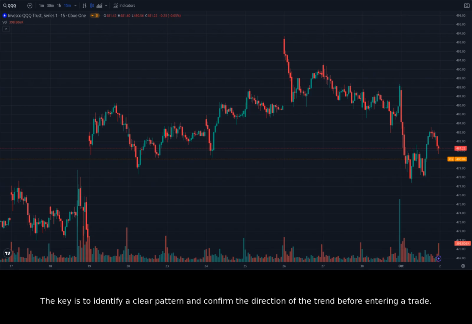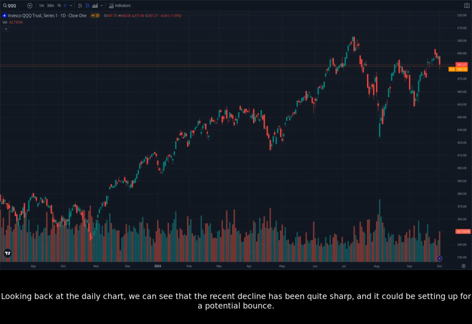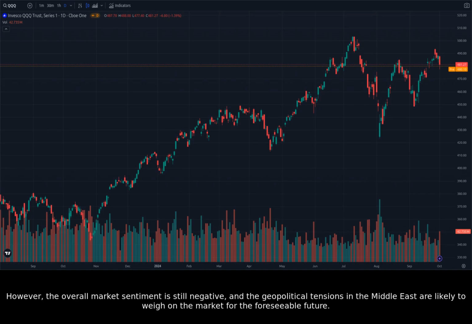The key is to identify a clear pattern and confirm the direction of the trend before entering a trade. Looking back at the daily chart, we can see that the recent decline has been quite sharp, and it could be setting up for a potential bounce. However, the overall market sentiment is still negative, and the geopolitical tensions in the Middle East are likely to weigh on the market for the foreseeable future.